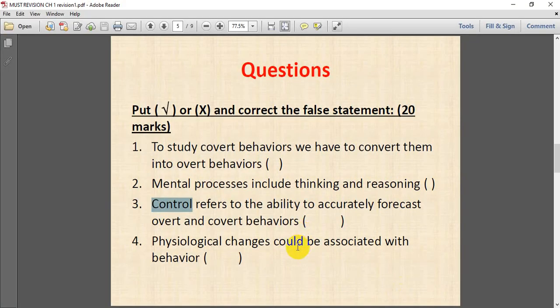Physiological changes could be associated with behavior. Yes, sure. Physiological changes could be associated with the behavior. So our subject matter of psychology, as I said a few minutes ago, is number one, overt behavior, number two, covert behavior, and number three, physiological changes or physiological variables that are correlated with behavior. Either we are talking about overt behavior or covert behavior.